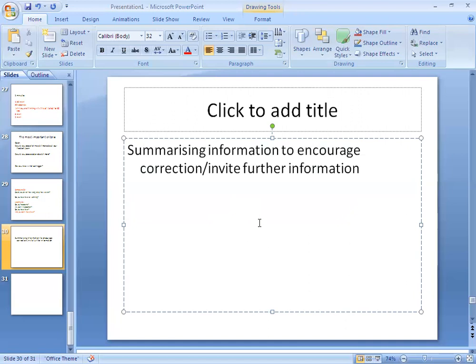So Mr. Smith, you have told me that you have headache and vomiting. Am I right? Yes, doctor. Okay, summarizing like this does not mean that at the end you start summarizing all bullet points, okay? So take care.